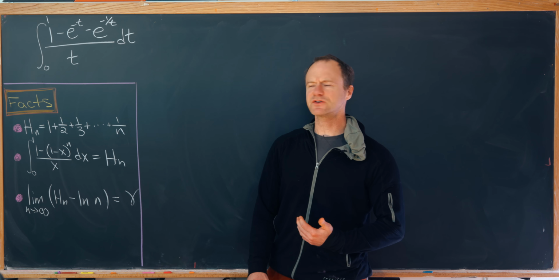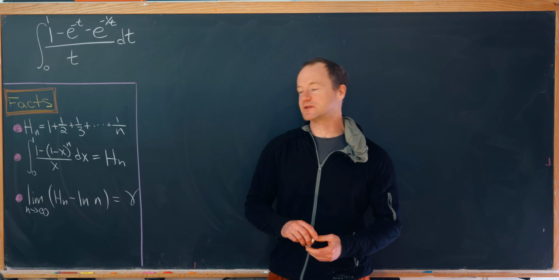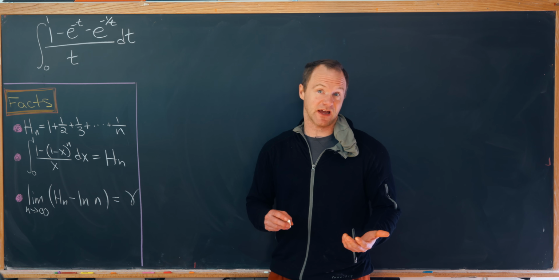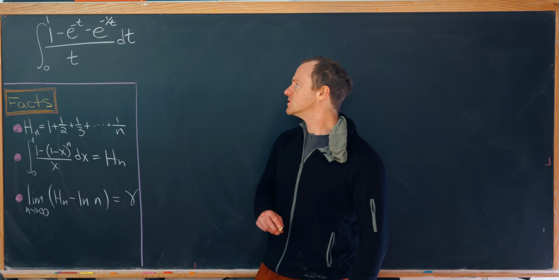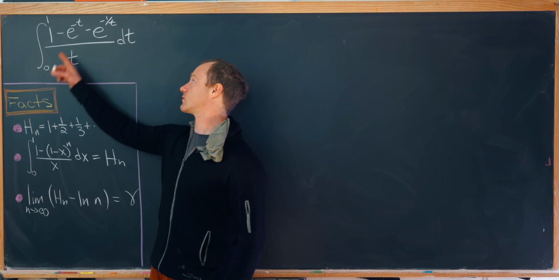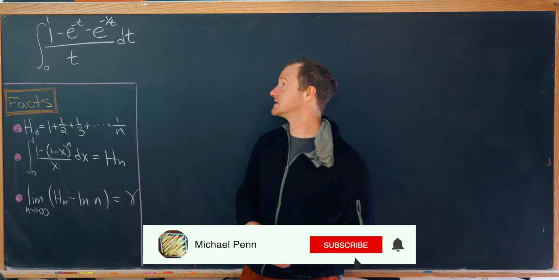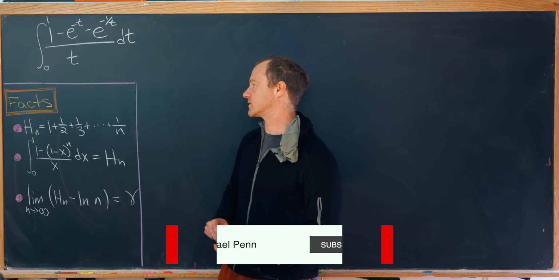Today I've got a nice integral which is related to the harmonic numbers, one of my favorite number sequences, as well as one of Euler's constant, which is called gamma. It's sometimes called the Euler-Mascheroni constant. Okay, so we want to calculate the integral from 0 to 1 of (1 minus e to the minus t minus e to the minus 1 over t) all over t.